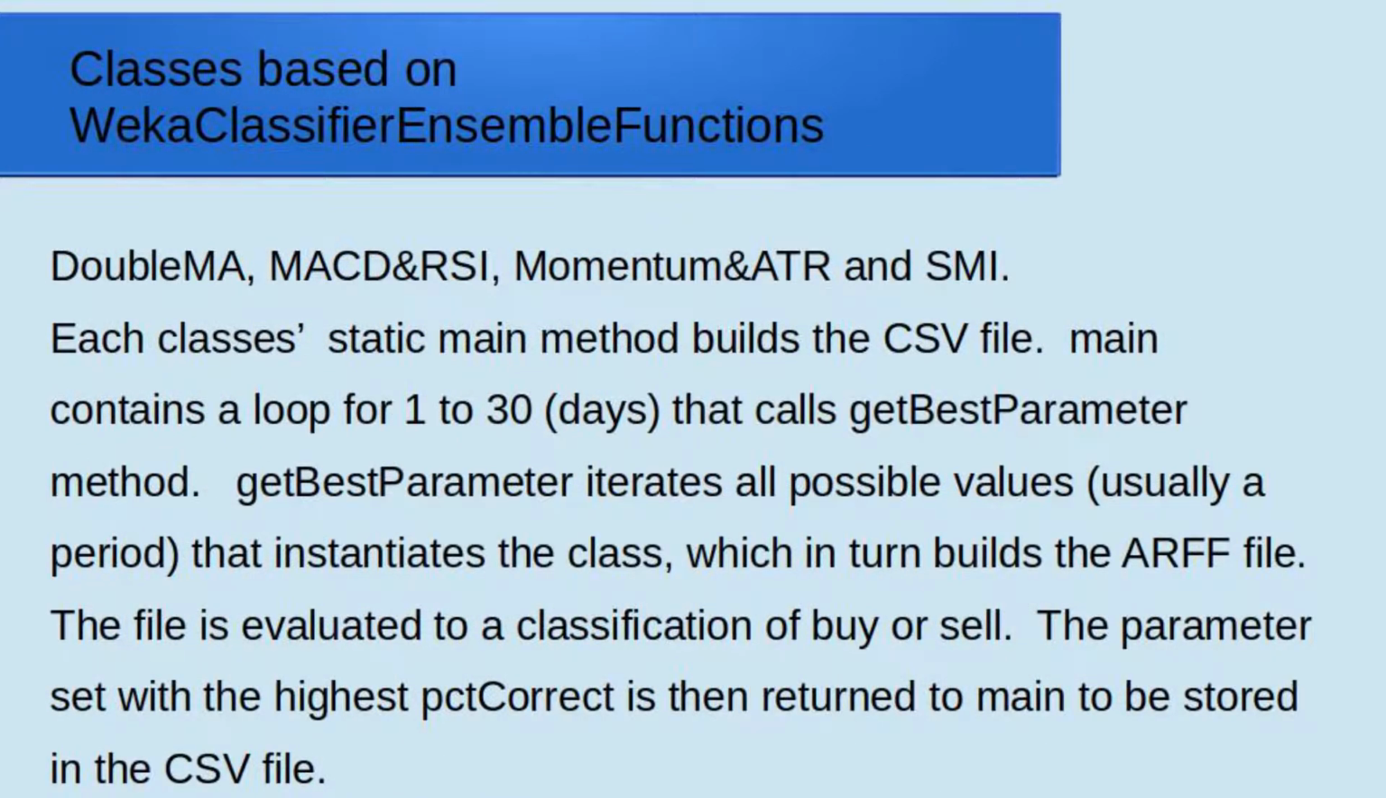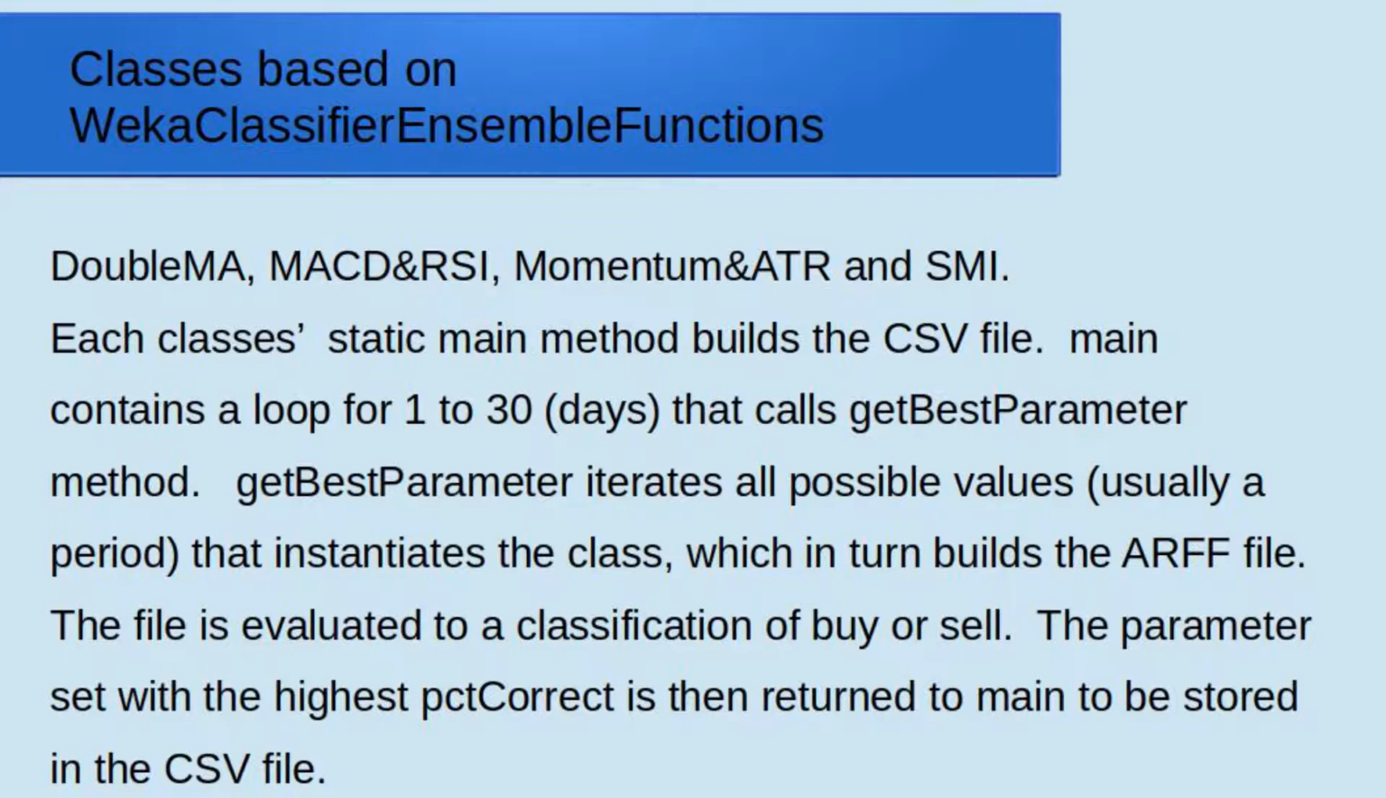The subclasses based on the WEKA classifier ensemble functions that I present here are double moving average, one that uses a MACD and an RSI, one that uses a momentum and the average true range, and another one that uses the stochastic momentum indicator. I just put these together on the fly. Feel free to change them, come up with new ones.